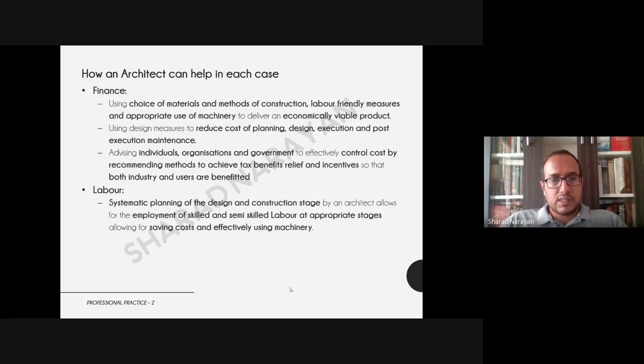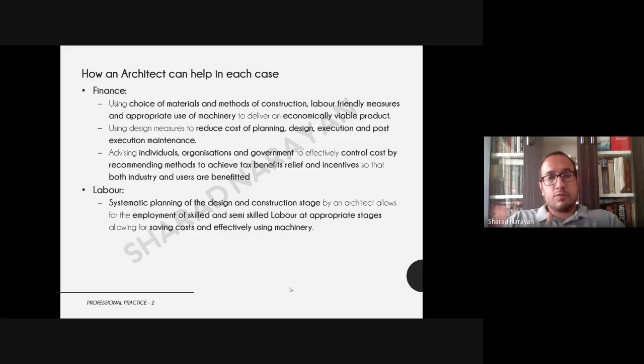In terms of labor, systematic planning of the design and construction stage by the architect allows for the employment of skilled and semi skilled labor at appropriate stages, allowing for saving of costs and effectively using machinery. You would have noticed that a lot of projects would have a lot of laborers on site without any logical reason. Again, this can be prevented by the architect systematically planning exactly what stage of activity requires what kind of labor, whether it is skilled or semi skilled, and accordingly providing for it in terms of the budget.